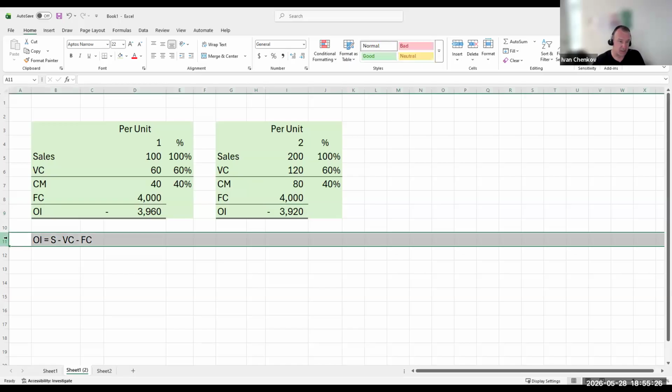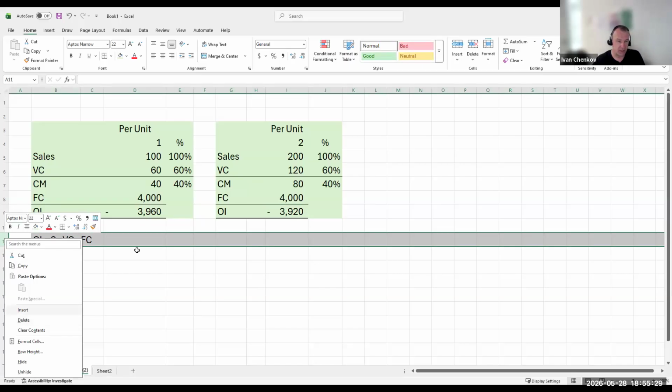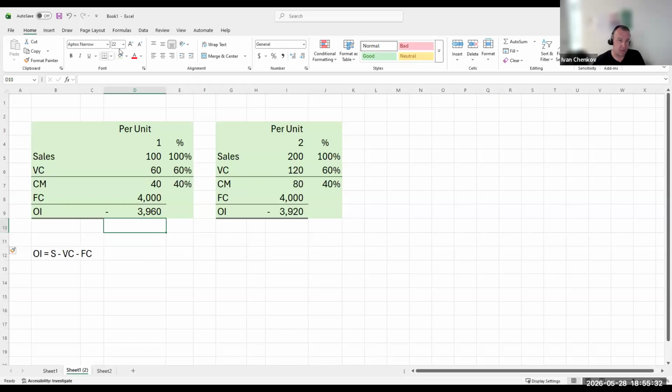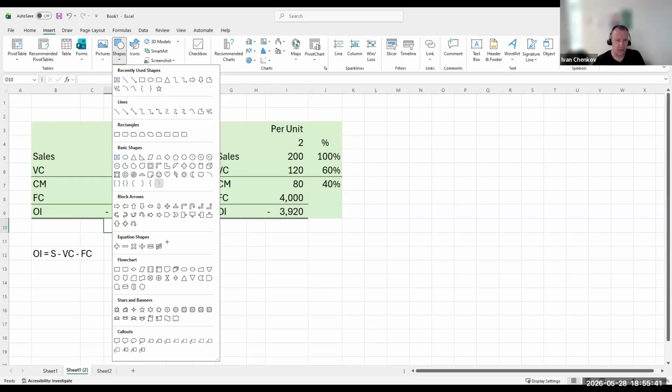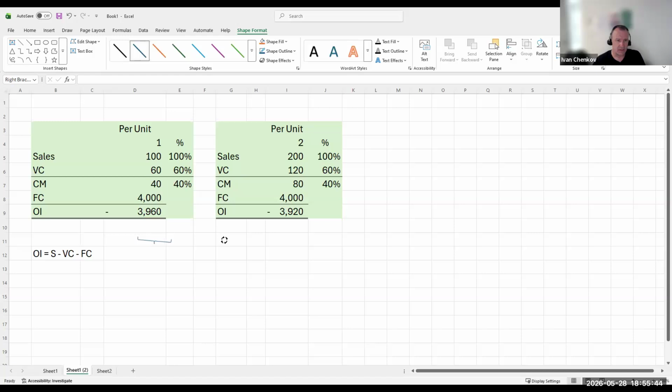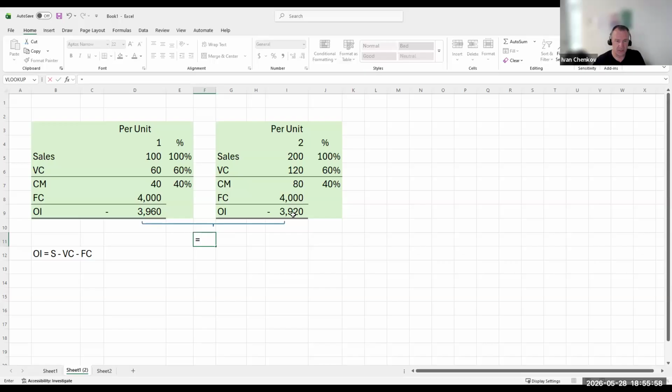Now let's see how much our change in the operating income is. Between the first scenario, when I'm selling only one product, and when I'm selling two products, if we examine that change, we can easily come to the conclusion that the change is exactly $40. Now, the question is, where did that change come from? Why is there a change? If we take this amount minus that amount, our change is $40.